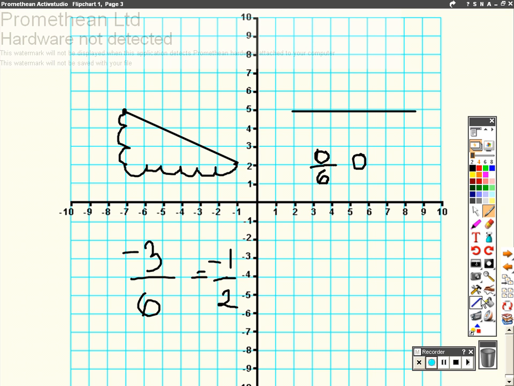Now the other one, let me pick a different color, is a vertical line. And when I have a vertical line, I went up 1, 2, 3, 4, 5 spaces, but I went over 0. Well, in mathematics, you can't divide by 0. That's not allowed. Not allowed, so it's no slope.